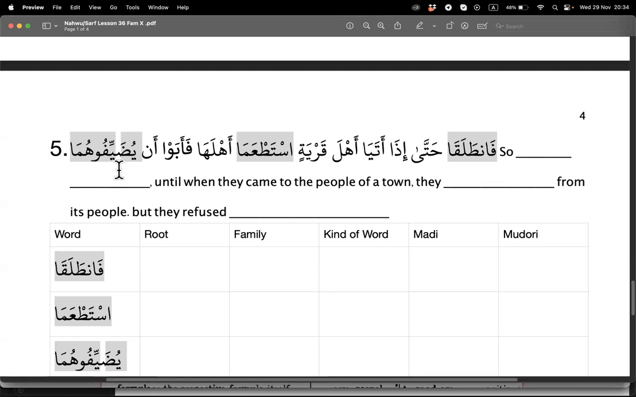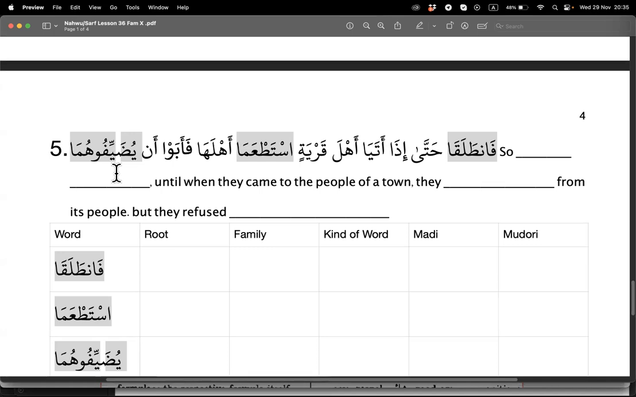Yudayifu huma. This one is bab taf'il, two letters. Dayafa yudayifu, first line please. Fahuwa mudayifun. Very good. What word do we have here? Yudayifu huma. Mudayifu will be the fi'il mudhari' majhul.